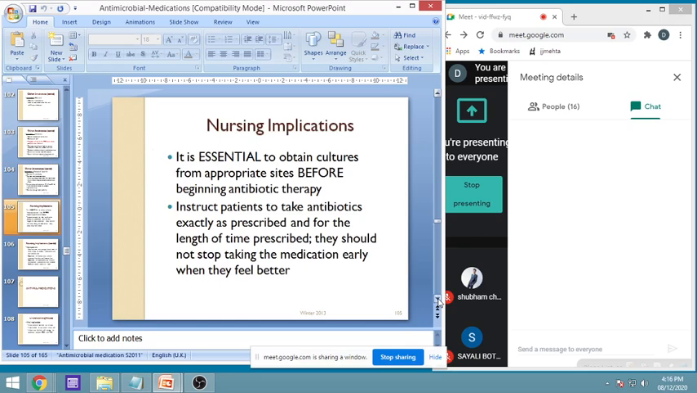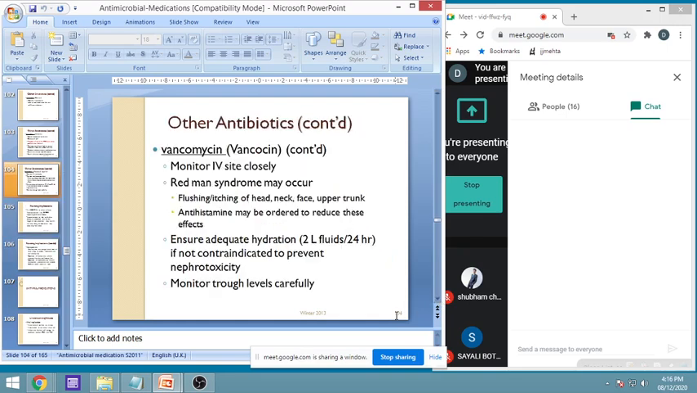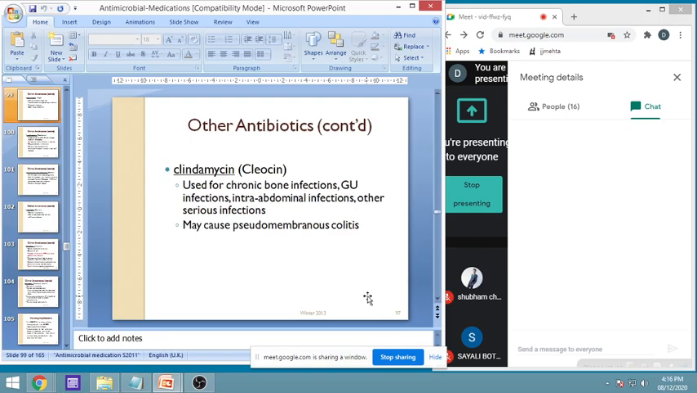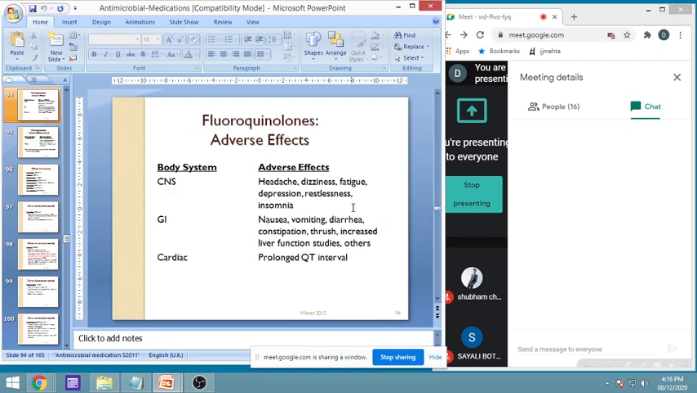It is essential to obtain cultures from appropriate sites before beginning. We have already seen it. Instruct the patient to take the antibiotic exactly as prescribed. Yes. So these are the drugs which are different from the usual ones. Let us go for other drugs then.